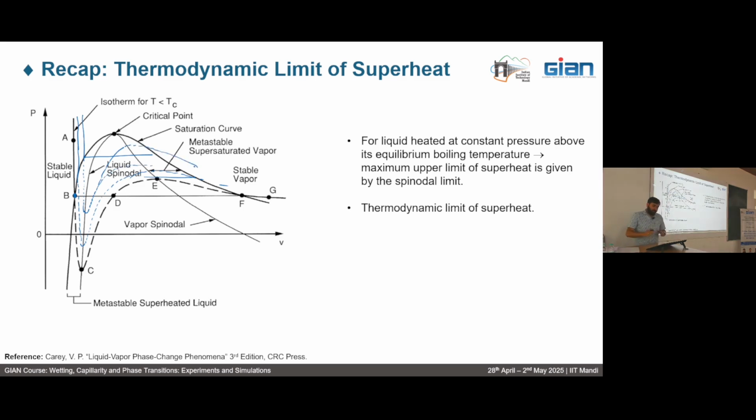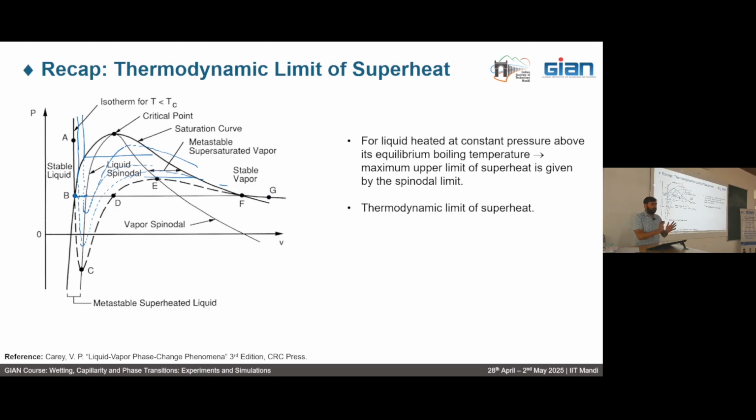So if we are heating the liquid at constant pressure, it will go to its metastable states, and at such metastable states, if we give enough perturbation, then the phase change will occur, right? But beyond this spinodal point, this phase is inaccessible, so we don't see any phase beyond this liquid spinodal curve. We just see the phase transition occurring from here.